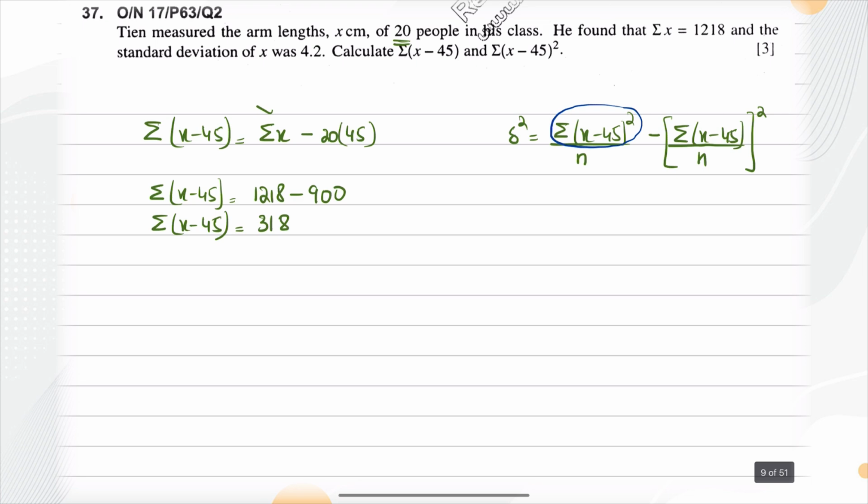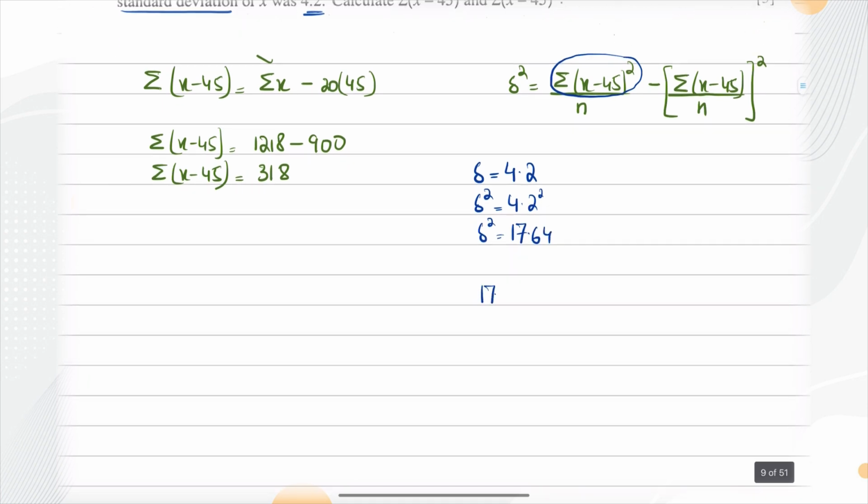So first of all, let's see what the variance is actually going to be. Do bear in mind that what you're given is the standard deviation, which is 4.2. That means you have to find out the variance yourself. So the standard deviation is 4.2. Sigma squared is going to be equal to 4.2 squared, which is equal to 17.64. So there you go, 17.64 is what the variance is. So 17.64 equals summation x minus 45 whole squared divided by the number of terms, which in this case happens to be 20.